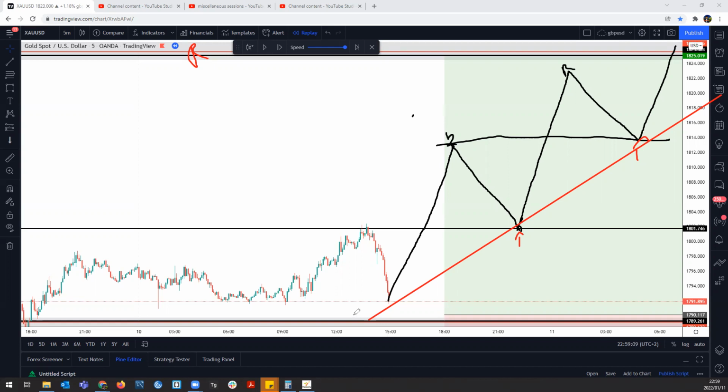Yeah. Based on 1 hour time frame, we're having 1 and 2 levels. Based on 5 minutes time frame, which is what we're looking at, we're having this 1 level, 2 levels, 3 levels, and 4 levels.